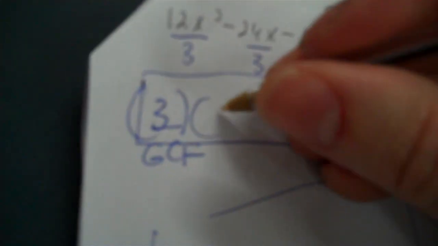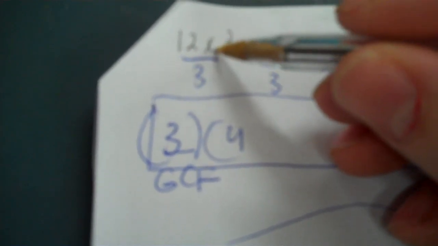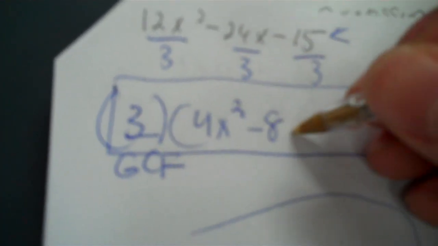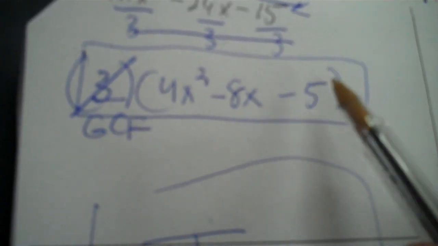Okay, 12 divided by 3 is 4. Now I'm not putting an x down there, so that stays x to the second. Negative 24 divided by 3 is negative 8. I'm not putting an x, so it stays 8x. Negative 15 divided by 3 is negative 5. Now, before you go to your t-table, you bring your 3 over. You delete that, you delete the original, and this is where we're at now. 4x to the second minus 8x minus 5, and that's my ABC.